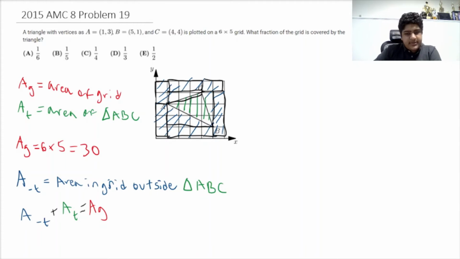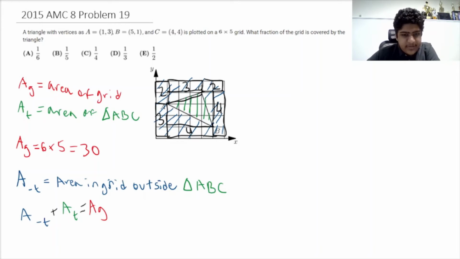Alright, so let's just go one by one. So this is just a 2 by 1 rectangle. It has area 2. 4 by 1 has area 4. 4 by 1 has area 4. 3 by 1 has area 3. 2 by 1 has area 2. And 3 by 1 has area 3.